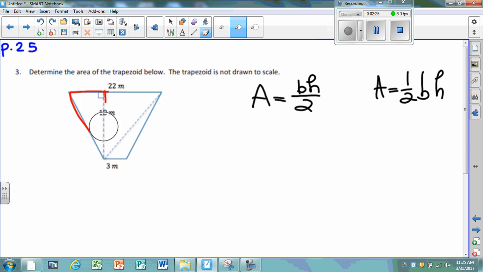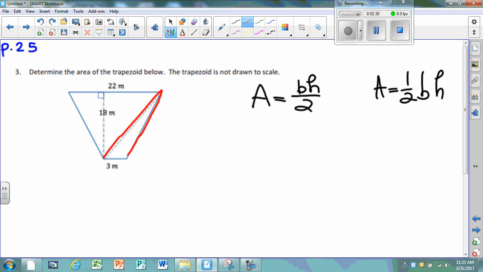How about if I do it this way? If I use that, do I now have a base for both of the triangles that are made? Yes. What's my base for my red triangle that I've got here? 3. Okay, and what's my height for that red triangle? 18 meters. So for my red triangle, I would do a base of 3 meters, you said, and the height was 18 meters, and then I'm dividing it all by 2, correct?